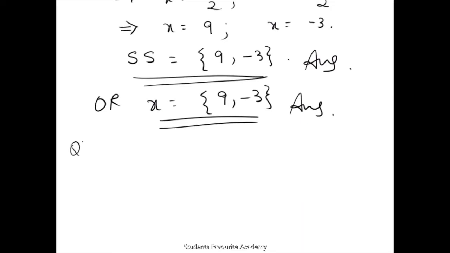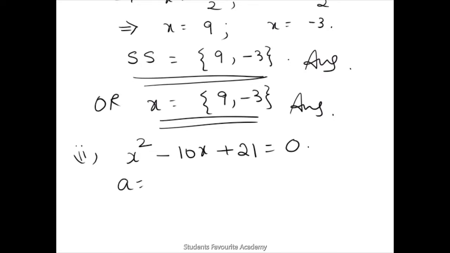Okay, so question 2, same thing, solve using formula. We will not write the question again, I have already written the question. So solve using formula, that is the common question. Now the given equation is x square minus 10x plus 21 is equal to 0. So what is a? Coefficient of x square, 1. What is b? Coefficient of x, minus 10. And what is c? 21.